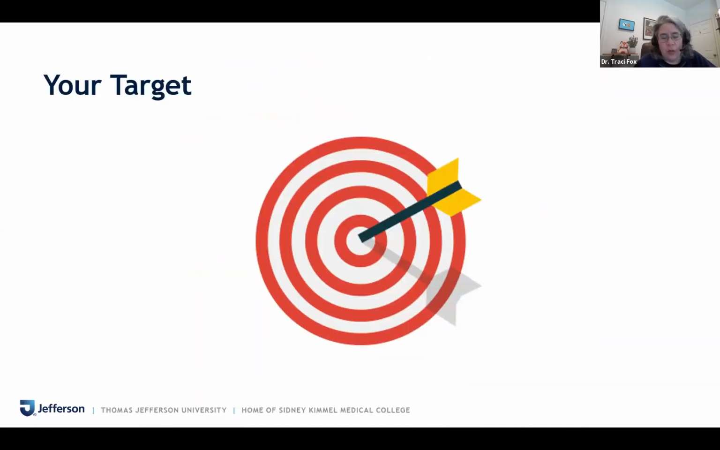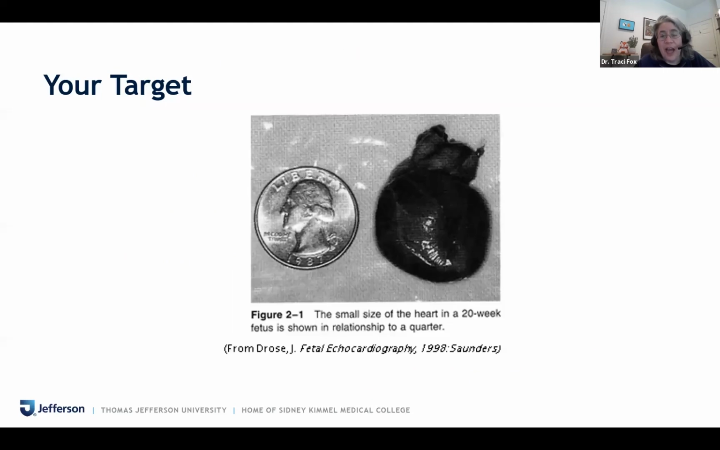So what is your target when looking at the fetal heart? It's not large, let's put it that way. This is a 20-week heart and a United States quarter. So we are looking at a fairly small structure, which is why technical settings, and Dr. Simon a few days ago talked about some technical settings, really well done, are all very important: using high frequency transducers when you can, linear transducers when you can, because it's amazing the detail that we can see, even at 22 weeks, 20 weeks, let alone in the first trimester.